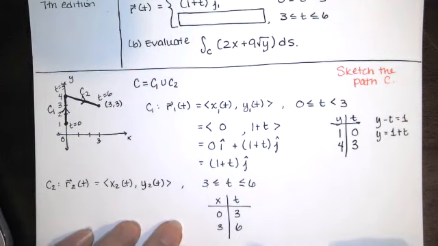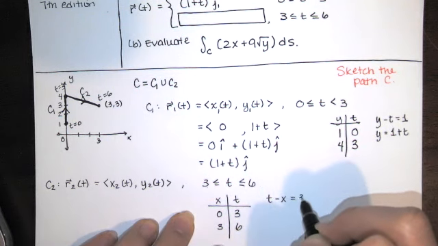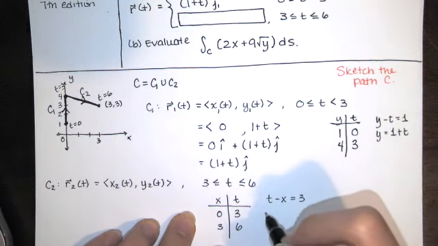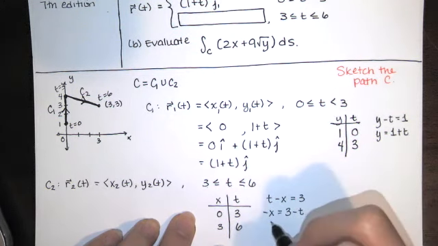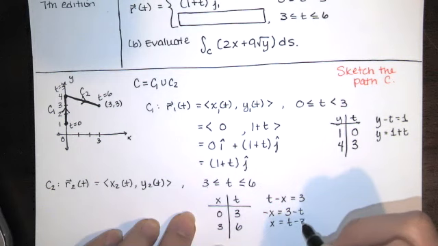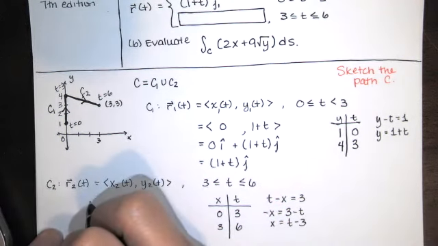So what does the relationship between these two variables have to be? If I add these together, I get a 3 and a 9. That doesn't help me. But if I subtract them, 3 minus 0 is 3, and 6 minus 3 is 3. So it looks like t minus x is 3. So you can subtract t from both sides, multiply both sides by -1. That's going to change the order on the right-hand side. And we end up with x equals t minus 3.